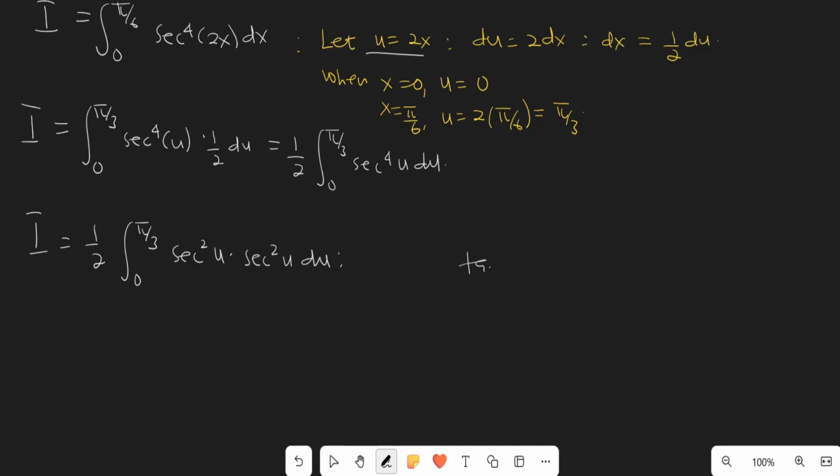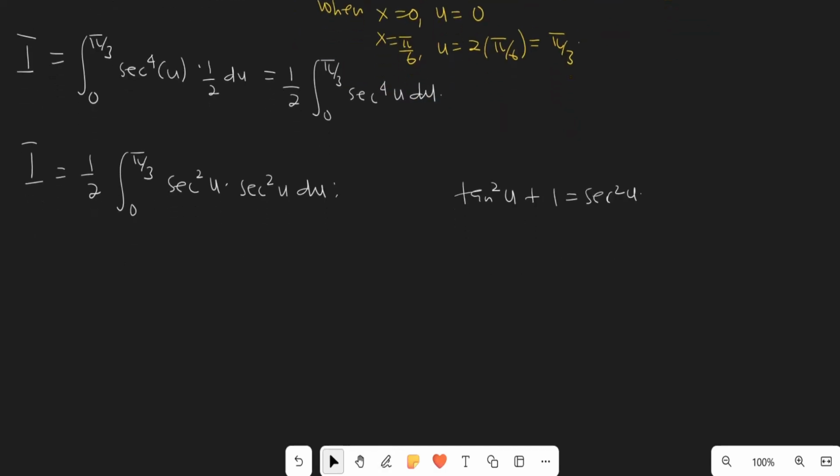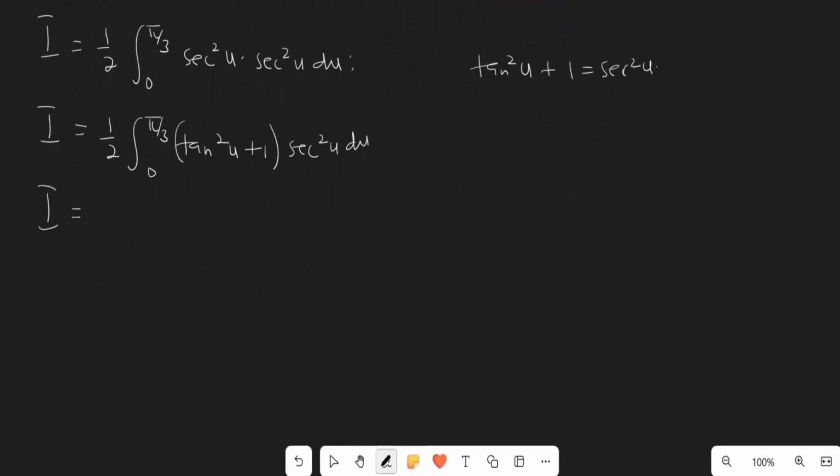We know that tangent square of u plus 1 is going to be equal to the secant square of u. That is from the Pythagorean identities of trig. So I is going to be 1/2 the integral from 0 to pi over 3 of secant square u, where secant square u is tangent square of u plus 1, which is multiplied by this secant square u du outside here. And now I'm going to split this integral into two different integrals. That is 1/2 the integral from 0 to pi over 3 of tangent square u secant square u du.